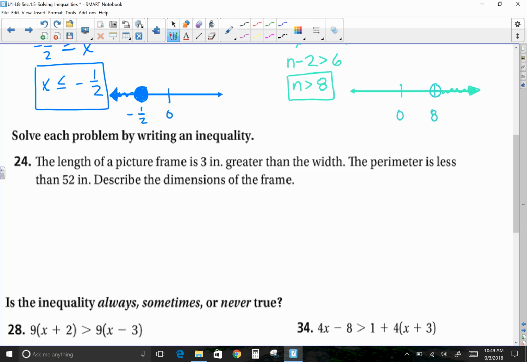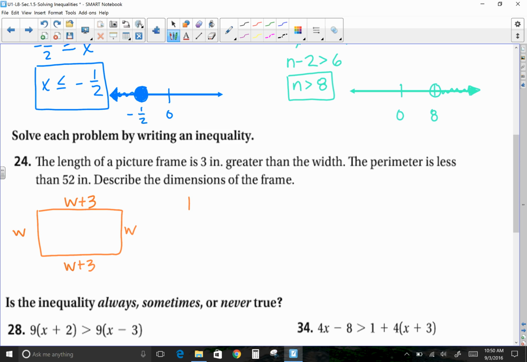So I have a picture frame, and I'm going to say that picture frame's a rectangle, excuse me. And the length is greater than the width. So when I have something like that in a sentence, I always choose the variable for the shorter one, and then I know that I just have to add to that one to get the longer one. And it is a rectangle, so we know that opposite sides are congruent. And so there's my picture.